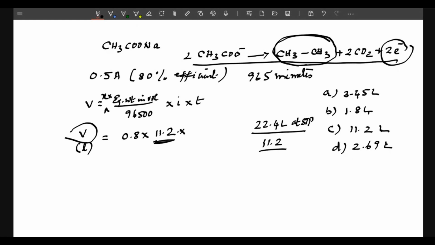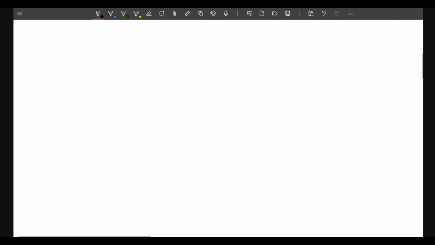And the last type of problem, take down the question. This is also homework for you. Phenol was brominated electrolytically by passing current through bromide solution.